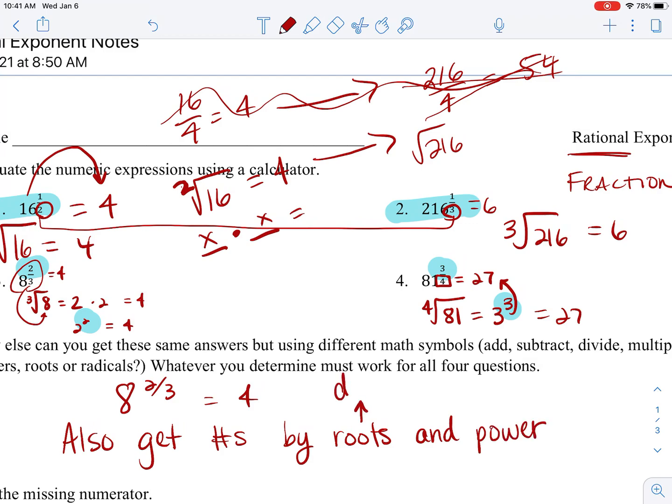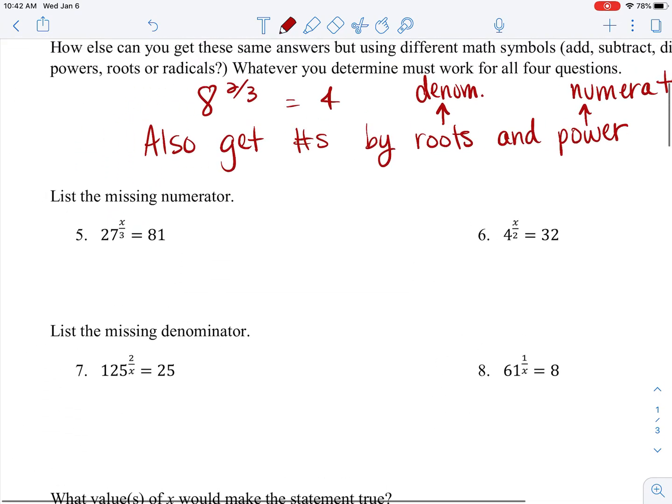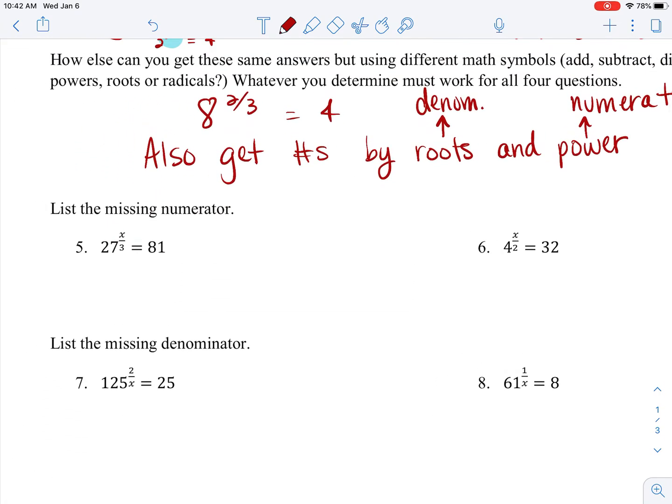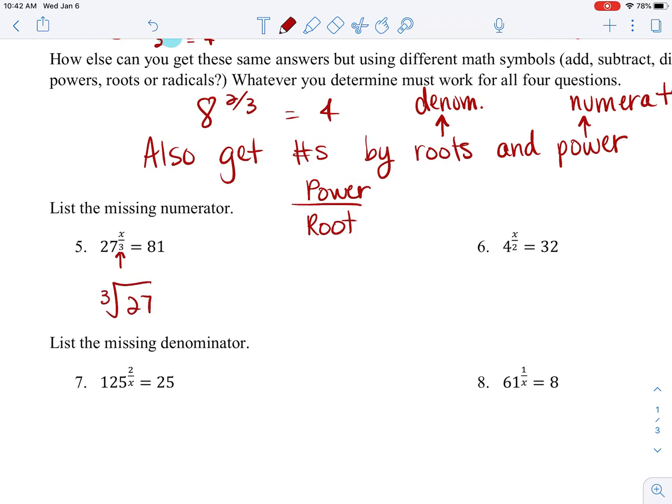Remember, the root is coming from the denominator, and the power is coming from the numerator. Okay? So let's think about this for a second. When you see a denominator here, when you see the 3, you know the root. So maybe I should write it like that: root, power over root. So I'm going to take the 3rd root of 27, and when you put that into a calculator, you get 3.